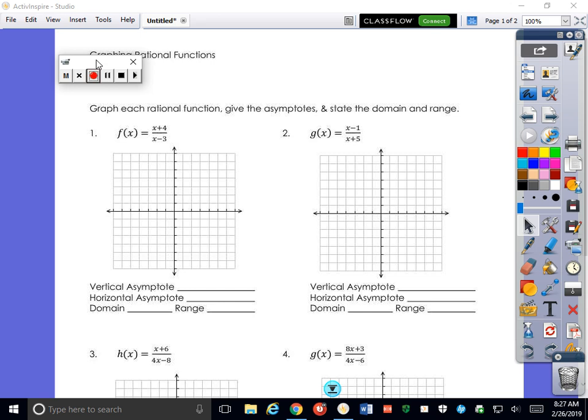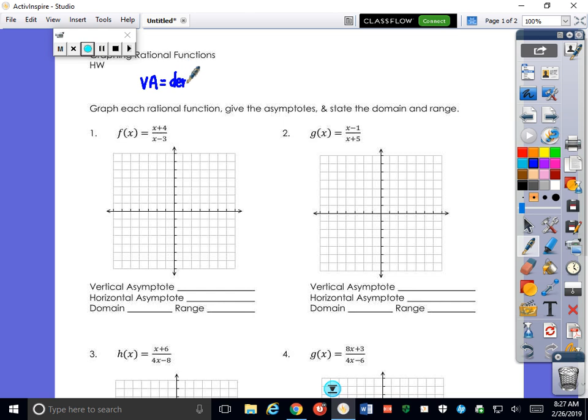Okay, so today we are going to be graphing rational functions. Directions: graph each rational function, give the asymptotes, and state the domain and the range. Remember that for the vertical asymptote, you are going to set the denominator equal to 0. The horizontal asymptote is the one where you have to check the degrees.